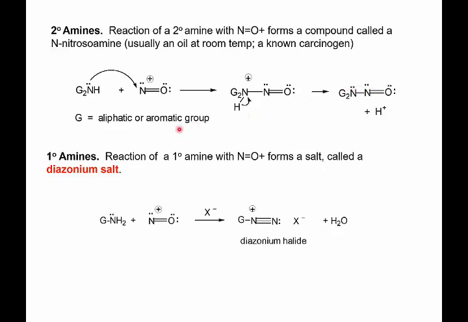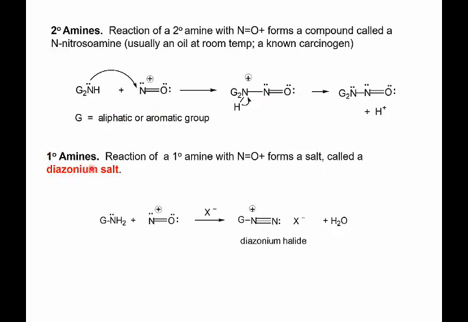So anyway, G can be either an aliphatic or aromatic group. So you're going to make either the N-nitrosoamine of a compound that's aliphatic or aromatic.